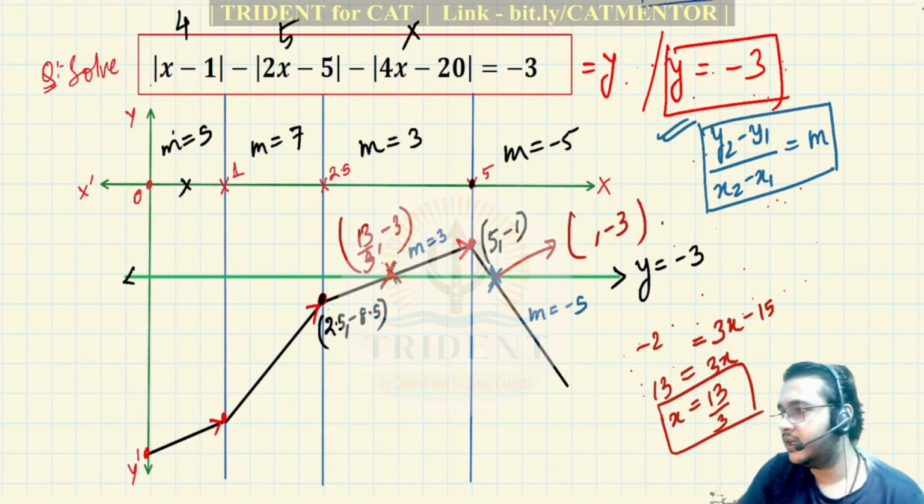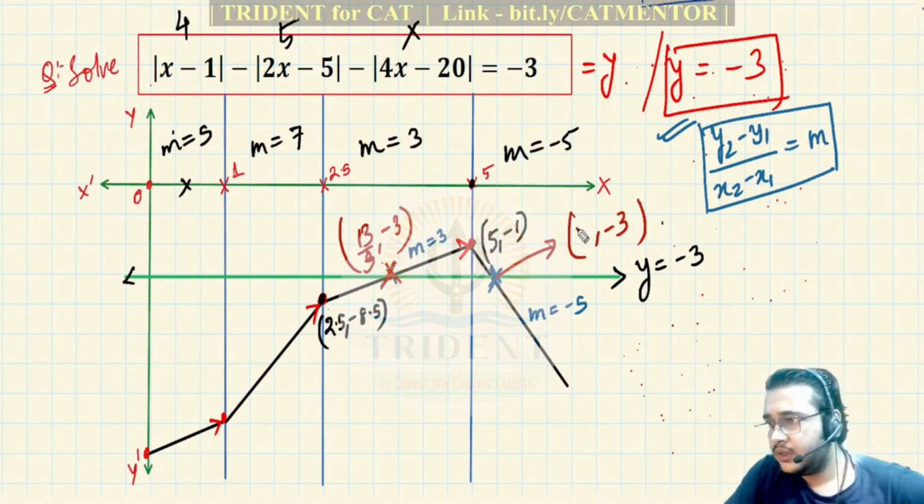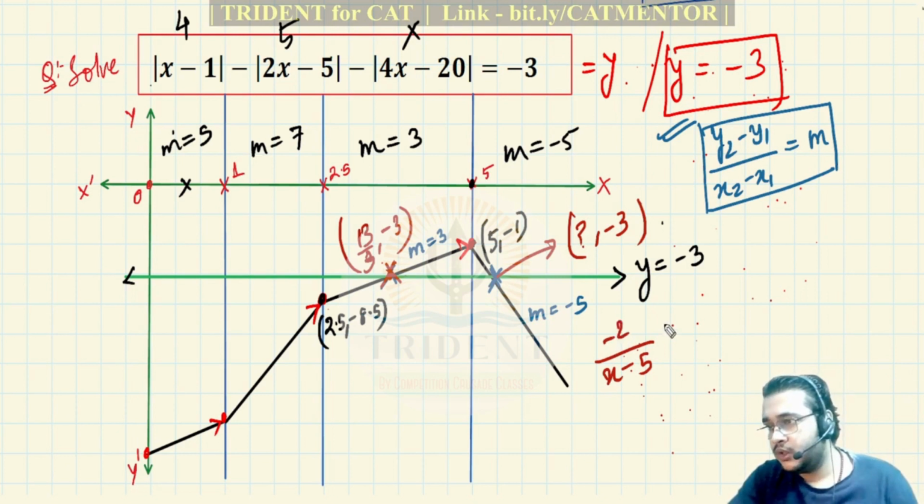We just need to find out the x coordinate for the other point. How will we calculate that? Let's do the same thing. I don't know what the value of x is, so I'll keep it as x minus 5 in the denominator. In the numerator, it is going to be minus 3 plus 1, that is again minus 2. That equals minus 5.